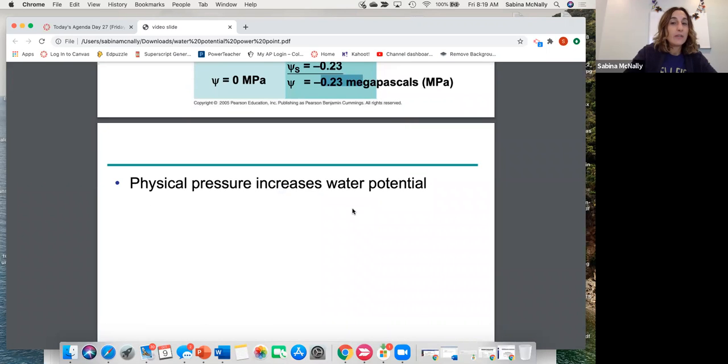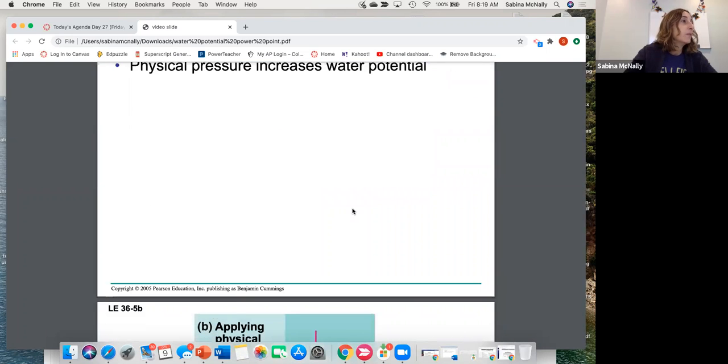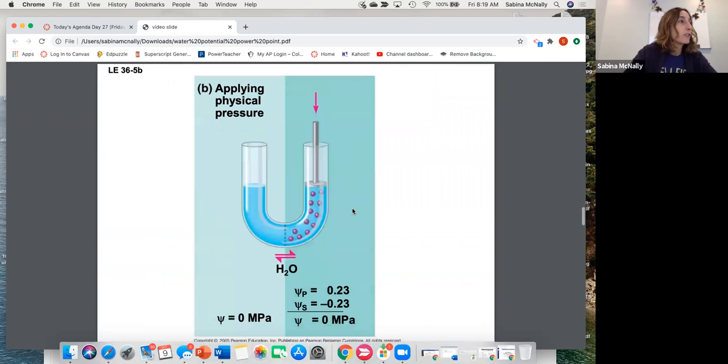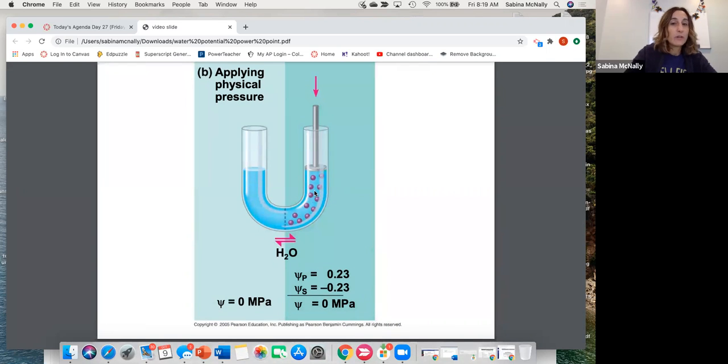Physical pressure can increase water potential because remember it's water potential equals pressure potential plus solute potential. So let's add some physical pressure onto this tube, okay? So here you can see if I have this piston and I'm pushing down, that I can exert enough pressure to stop the water movement. Does that make sense? That I can put enough pressure to stop that water from moving over to that side. Now, how would I have to do that? I have to exert the perfect amount of pressure to make sure the water potential is zero.